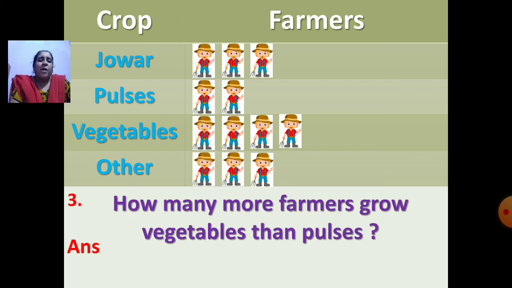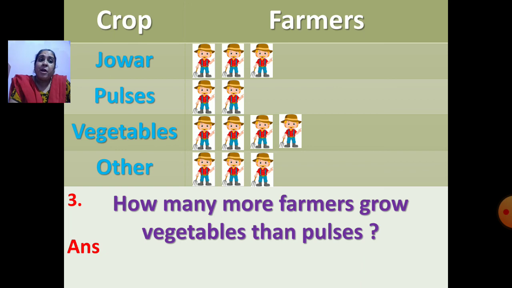How many more farmers grow vegetables than pulses? Now you have to compare vegetables and pulses. Vegetables, how many farmers can you see? 4. And pulses, only 2. As you know, one farmer stands for 10. So vegetables means 40 farmers are growing vegetables, and for pulses only 20 farmers are growing.